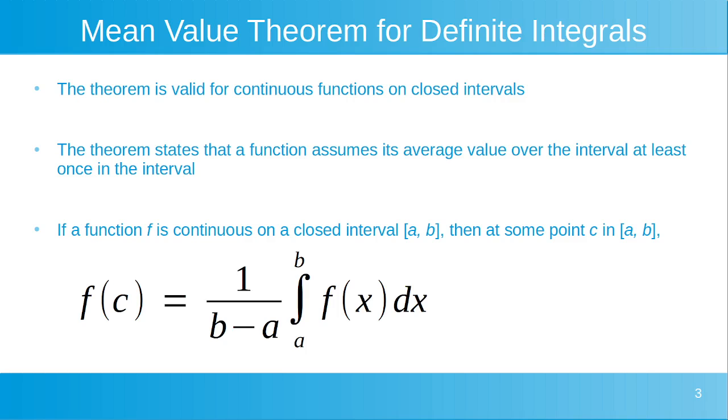A closed interval from a to b refers to all of the points between the point a and the point b, including the point a and the point b.